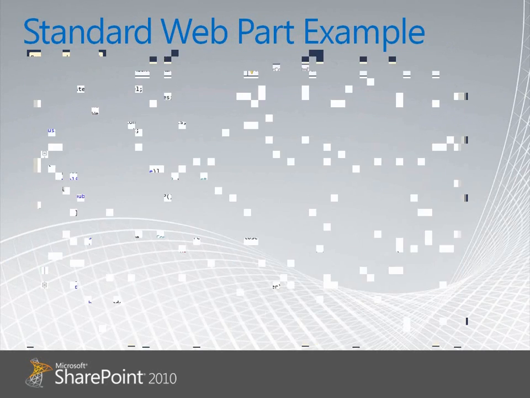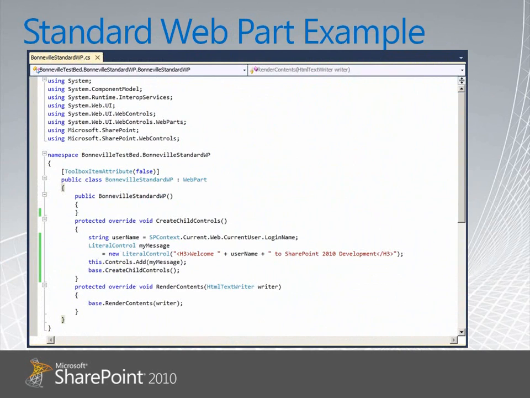A standard web part does not have a design surface as such, so we'll build up our visual user interface in code. The important thing to note is that a standard web part inherits from the standard ASP.NET web part. So what we will do is we will typically override the create child controls method. And in our code here, we start interacting with the SharePoint object model.